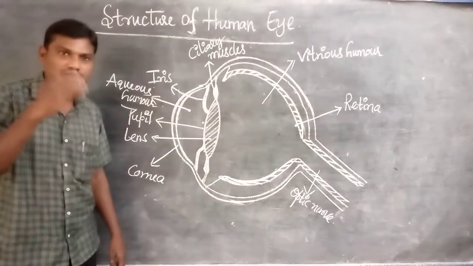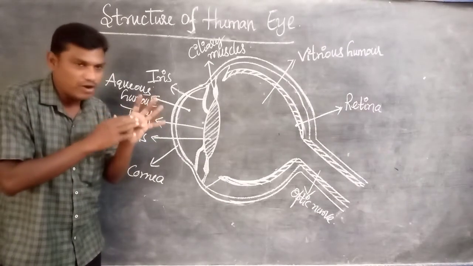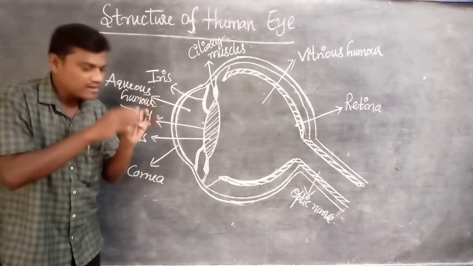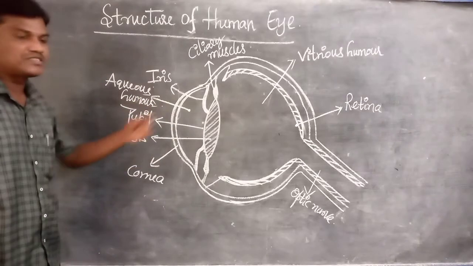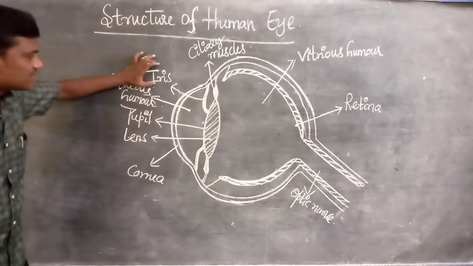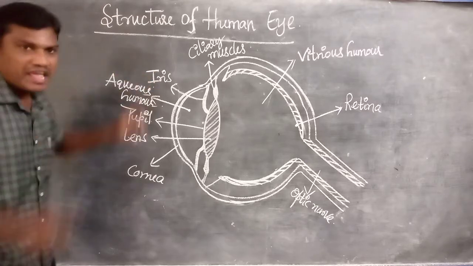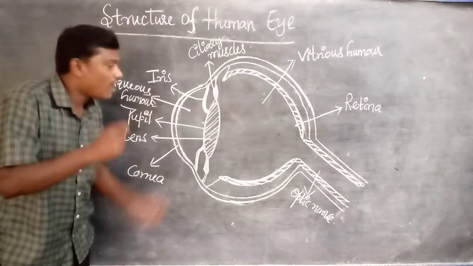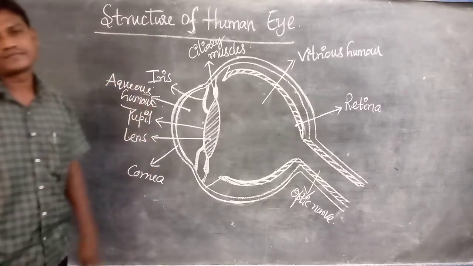In other persons, that color mainly appears brown, blue, black, gray, like that. That depends upon the person only. But the iris acts as a muscular diaphragm. It contains a tiny or small hole at its middle, which is called the pupil.